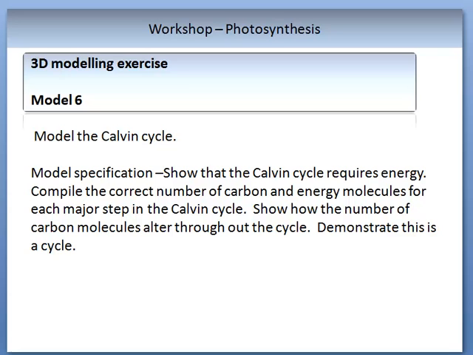Model 6 was the final model in our 3D modelling exercise. The objective of Model 6 was to demonstrate the Calvin cycle. The model specification was to show that the Calvin cycle requires energy. In this model, it was essential that the correct number of carbon and energy molecules for each major step in the cycle was shown. It was important to show the number of carbon molecules and how these change as the cycle goes around. It was also important to demonstrate that this was in fact a cycle and that there was a regeneration part of this cycle.